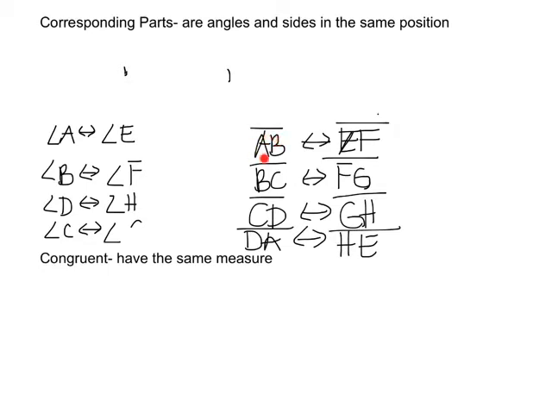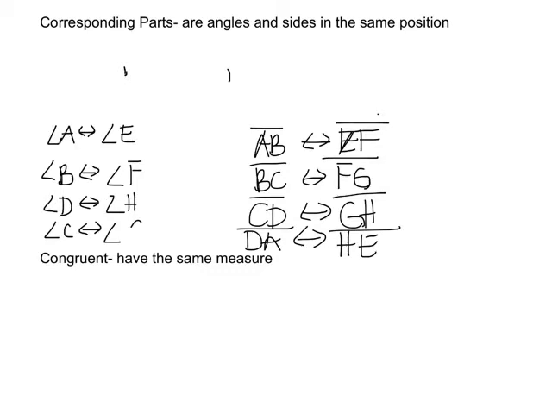So side AB is corresponding to side EF. BC is corresponding to side FG. CD corresponds to GH. And DA corresponds to HE. Congruent, however, means that I have the exact same measure.